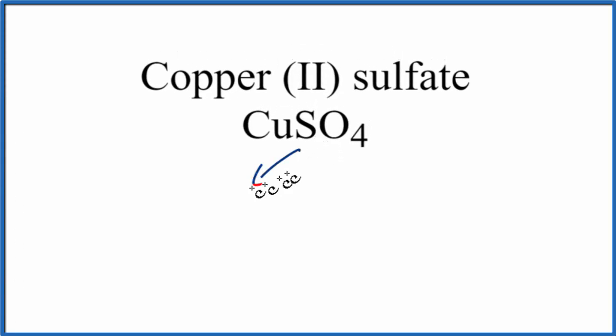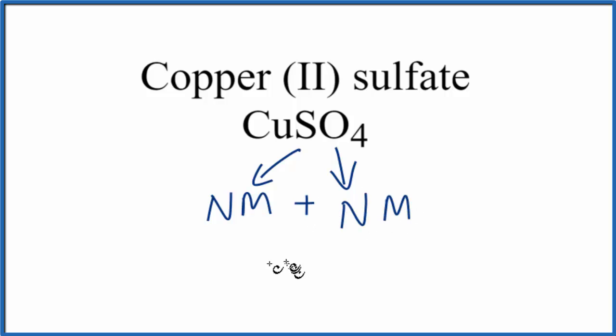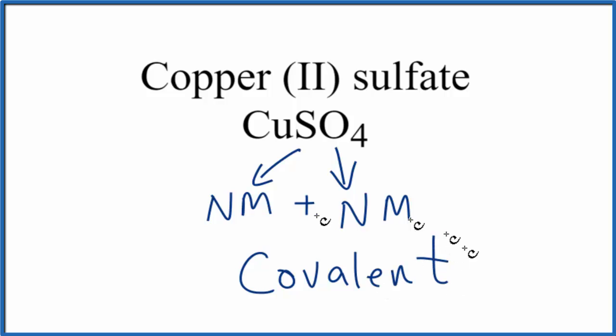So we said sulfur is a nonmetal, and oxygen is also a nonmetal. So with a nonmetal plus a nonmetal, we end up with a covalent bond. This is also called a molecular bond. So the bonds between the sulfur and oxygen atoms are going to be covalent bonds.